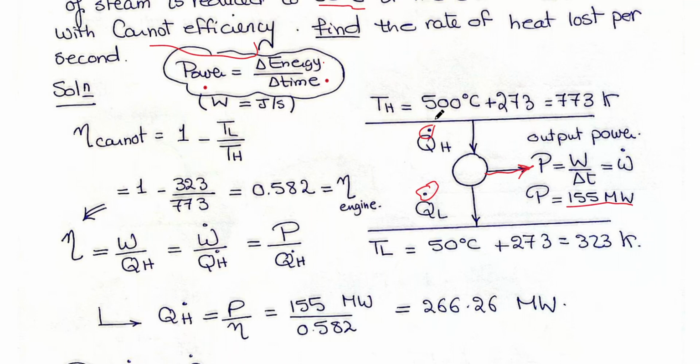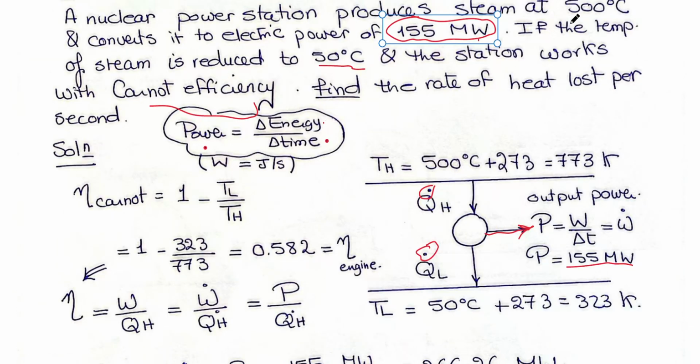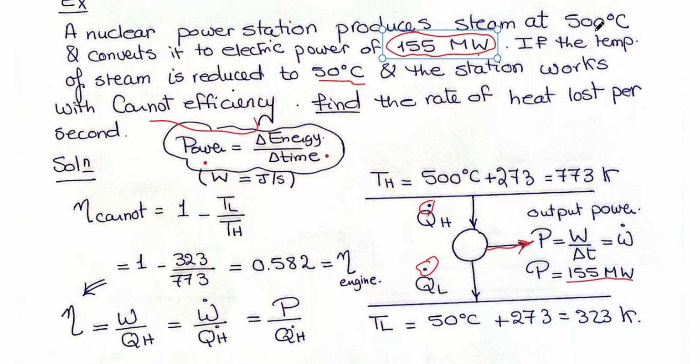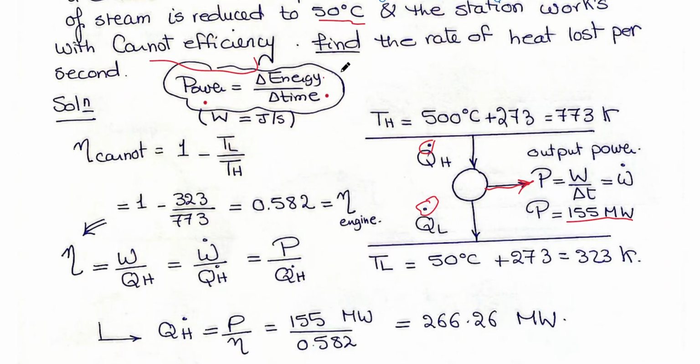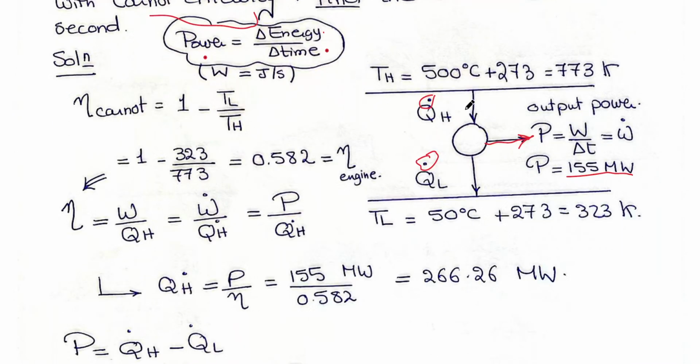This engine is working as a Carnot engine, so the efficiency of Carnot is 1 minus TL over TH. It's stated in the example that TH is 500 Celsius and the TL is 50 Celsius. But we are not substituting TH and TL with the Celsius. Instead, we will use the Kelvin as we discussed before. So eta of this engine is 1 minus 323 over 773, which is 0.58. This is the eta of the engine.